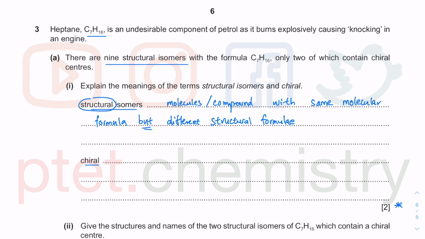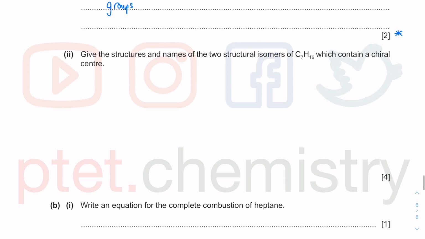As for chiral center, you're looking at a carbon atom, and this carbon atom is bonded to 4 different groups. 4 different groups, well, in fact, 4 different atoms or groups of atoms, because it could be just atoms or it could be groups of atoms. I guess 4 different atoms or groups should be okay, and therefore you will get non-superimposable mirror images of each other called enantiomers. Now, what are the structures and the names?